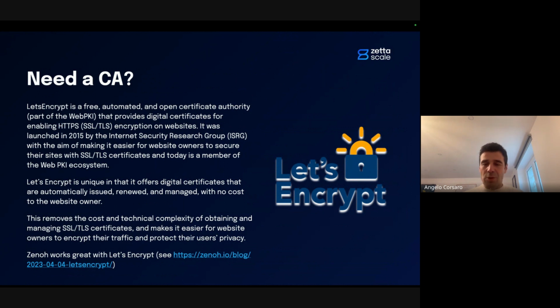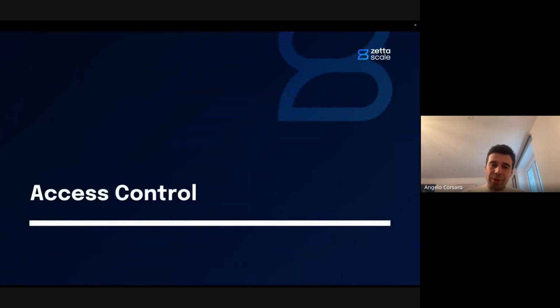Okay, so the good news is that you want to use TLS or mTLS, and then you say, oh my God, where am I going to get a certificate authority? Or how much is that going to cost? No worries, Let's Encrypt is there to save you, and Zenoh and Let's Encrypt work like a charm together. Let's move now to access control.